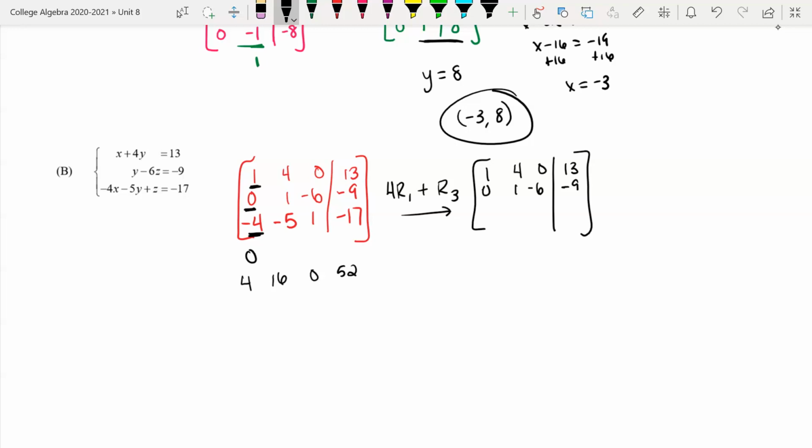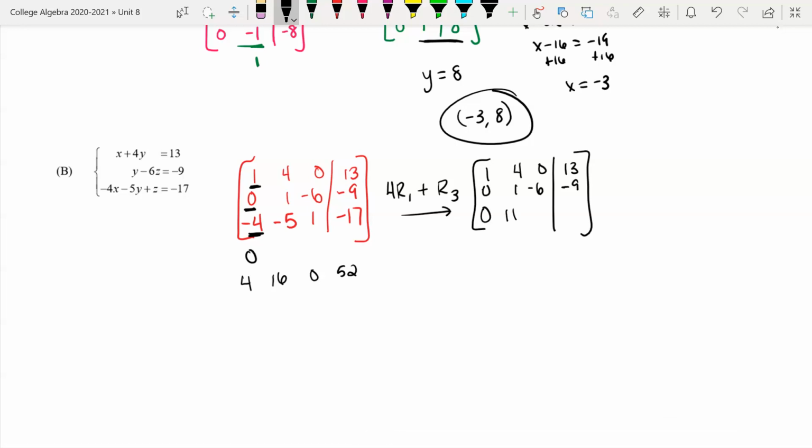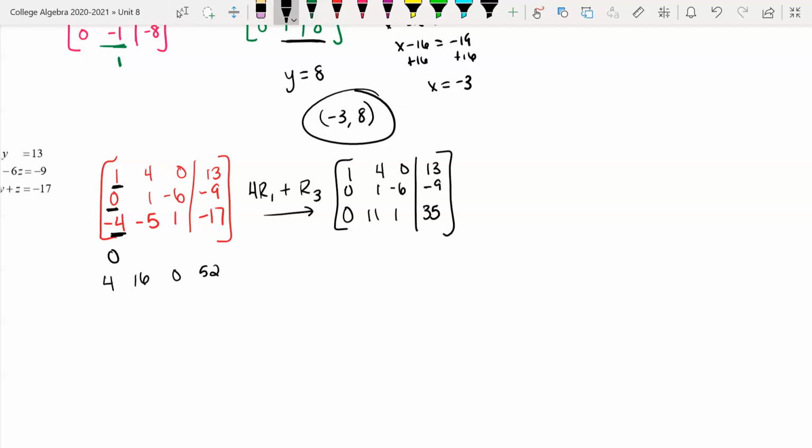Alright, so when you do that, you're going to get 0 here, which is what you want. 11 here. 1 here. And when you add those, you should end up getting, let's see, 52 minus 17 would be 35. Okay. So we're good. We have all zeros below it. We have a 1 on the top left. So now we go to the next row.